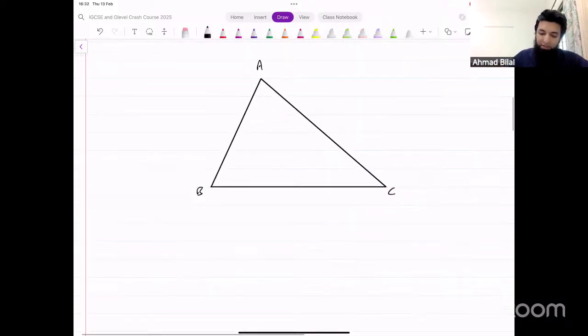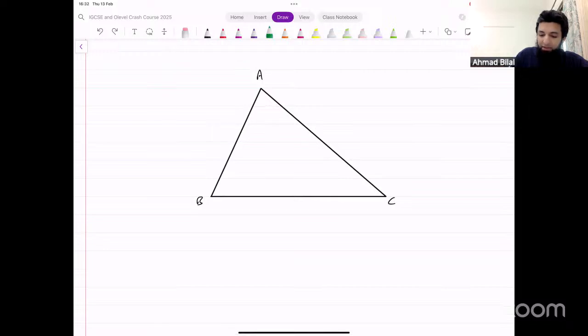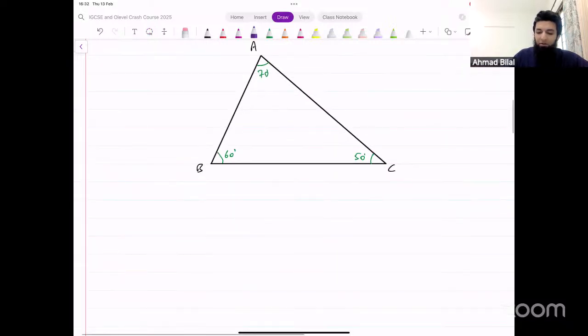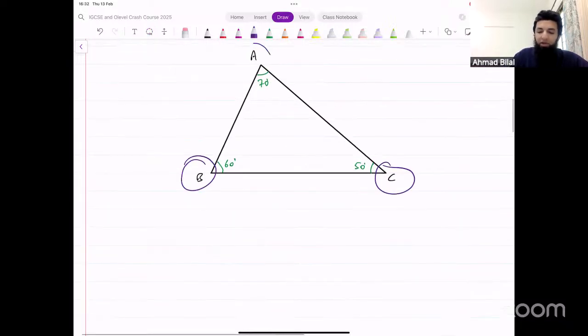And what we know is that BC is a horizontal line, okay? And we know the angles in this triangle. Let's suppose this angle here is 70 degrees, and then this maybe is 60 degrees. That's 130, and then this angle is going to be 50 degrees. Okay, so we have the angles like this. It's a triangle. And now what we want to do is find the bearing of B and C from the point A first of all. Let's start with that.